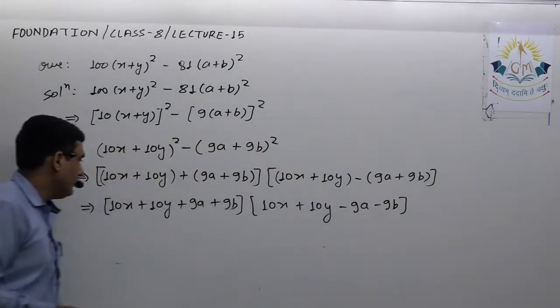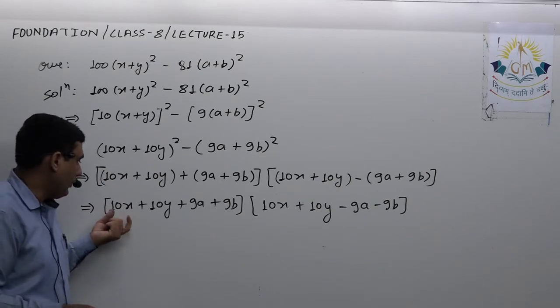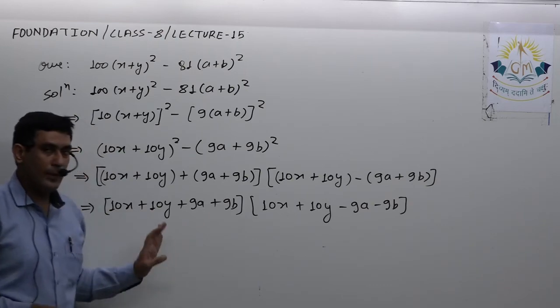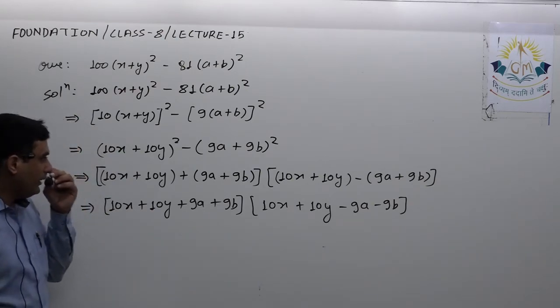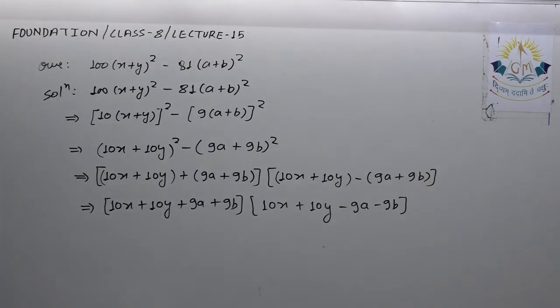So now you can see there aren't any like terms. For example, it is not possible to add 10x and 9a, or to add 10x and 9b. So this remains as it is. So this is my final answer. Please note it down, then we'll see the next question.